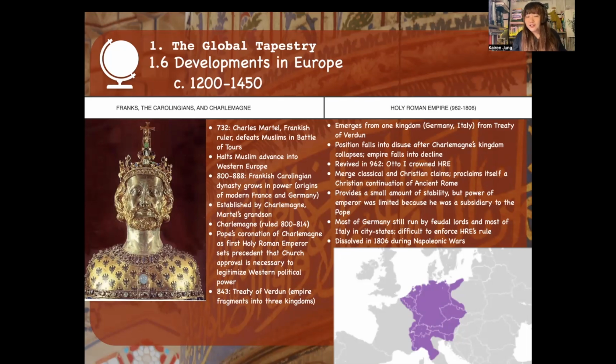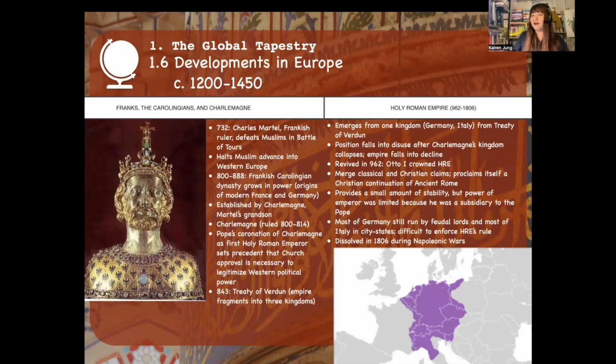The Pope's coronation of Charlemagne as the first Holy Roman Emperor set the precedent that the Church's approval is absolutely necessary to legitimize Western political power. This comes in very, very important later on, and although this isn't really part of the time period that we're looking at necessarily, it is vital in understanding the context in which the Holy Roman Empire, which was a major player for a very long time in this area, came into its own.